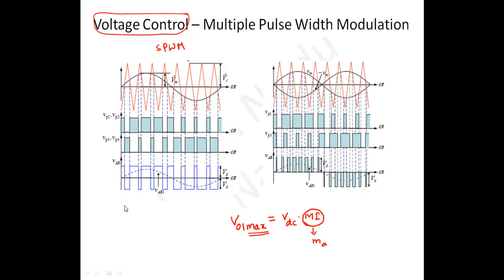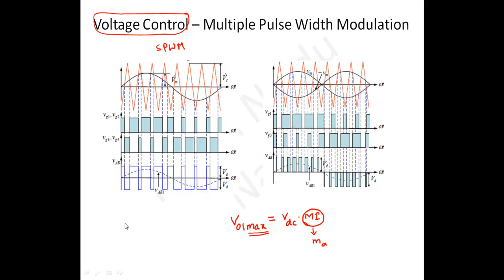Elimination of the lower order harmonics with the help of a filter is very difficult. We would need high inductance and high capacitance, which is costly and bulky. That's why we will eliminate the lower order harmonics with the help of the PWM technique, and higher order harmonics will be eliminated by using a filter.